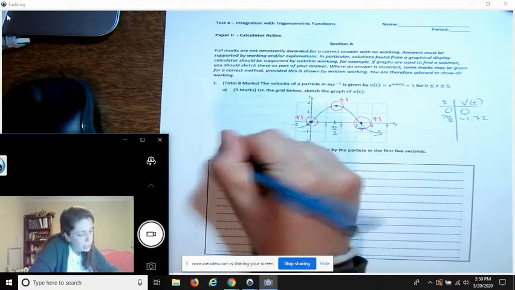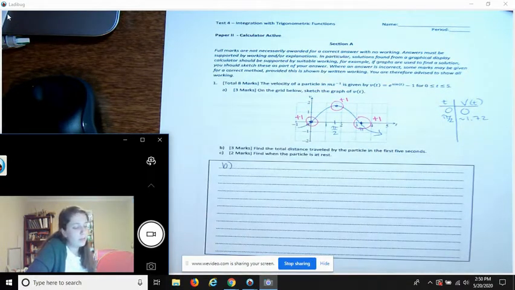Part B, it says find the total distance traveled by the particle in the first 5 seconds. Total distance traveled is going to mean that you're calculating the absolute value of the function, okay? If it asks for the displacement, then it wouldn't matter. We don't have to use absolute value, but it says total distance traveled. So I could walk from right here to the kitchen to get a snack and then back here. My displacement would be 0, but my total distance traveled is a lot bigger than that.